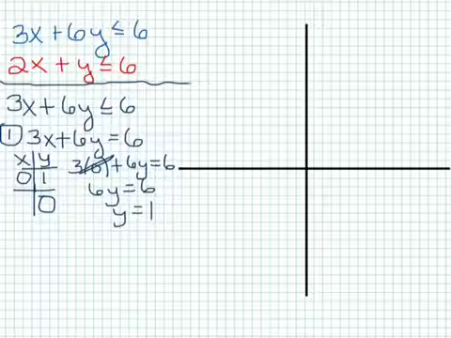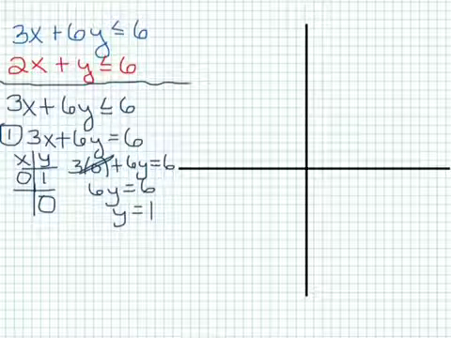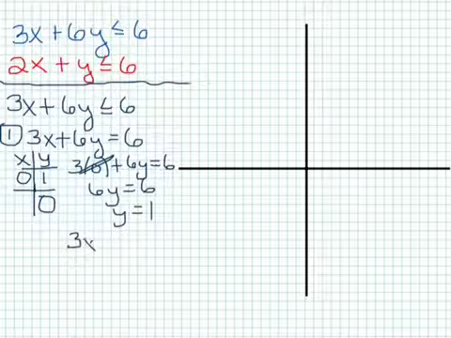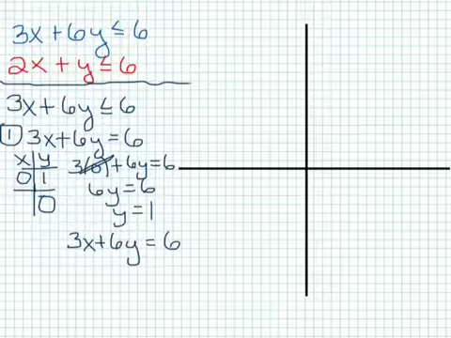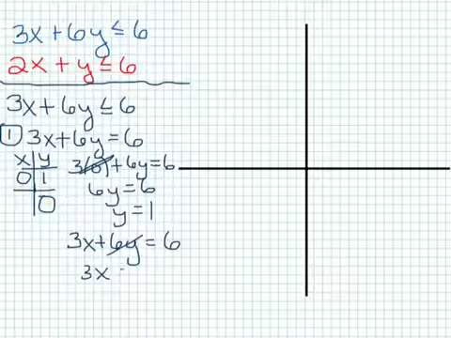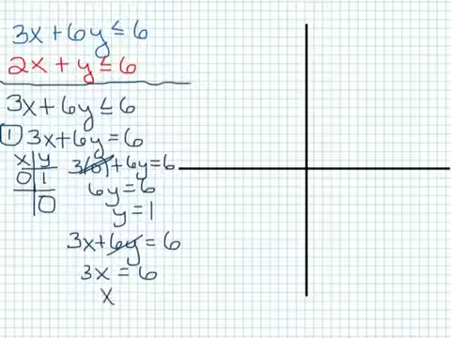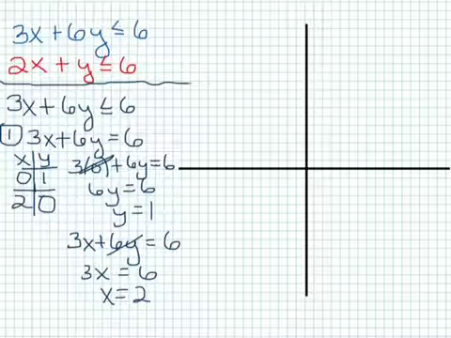And when we take the next one and set y equal to 0, we have 3x plus 6y equals 6. But y is equal to 0, so this will go away. 3x equals 6, so x is equal to 2. And we'll fill that in there.